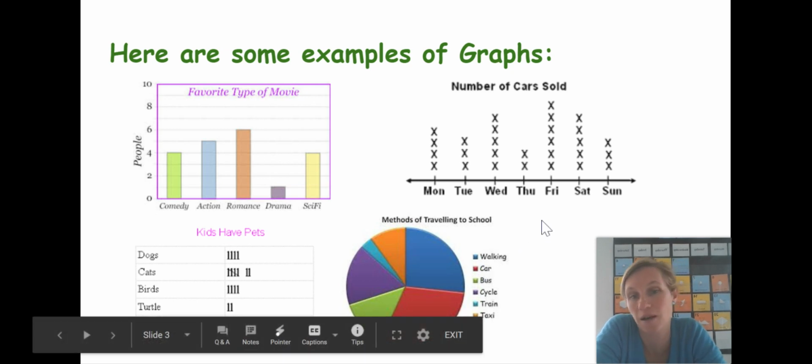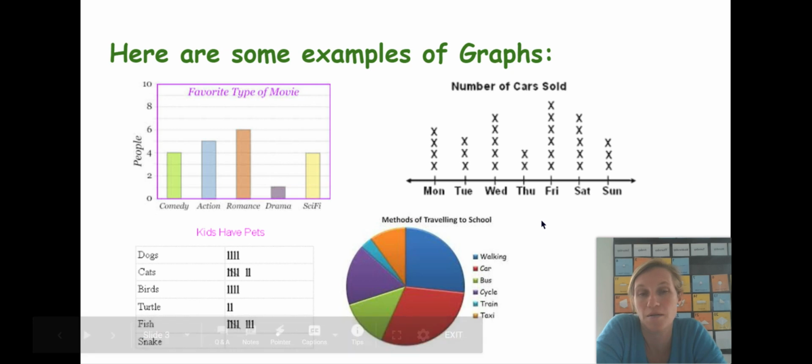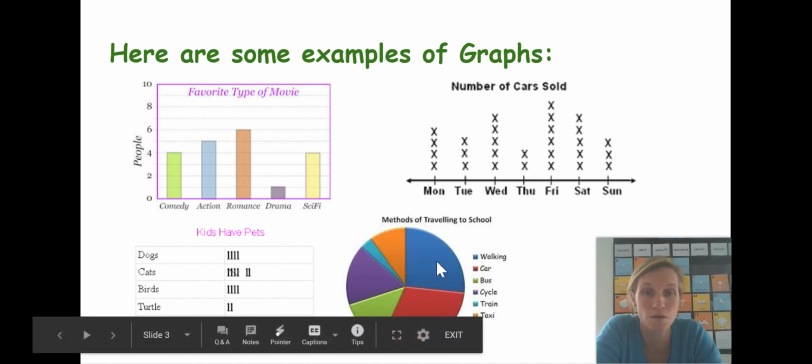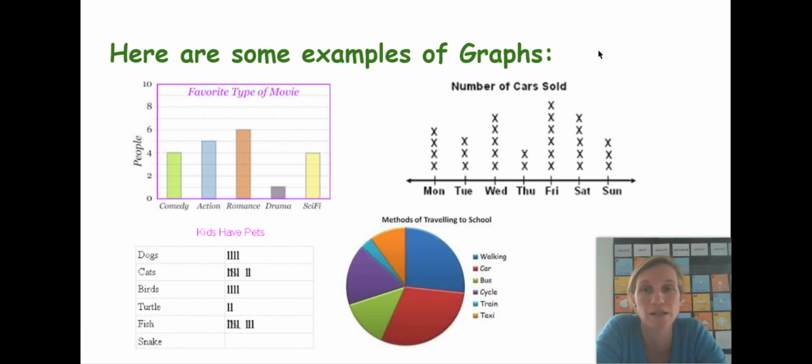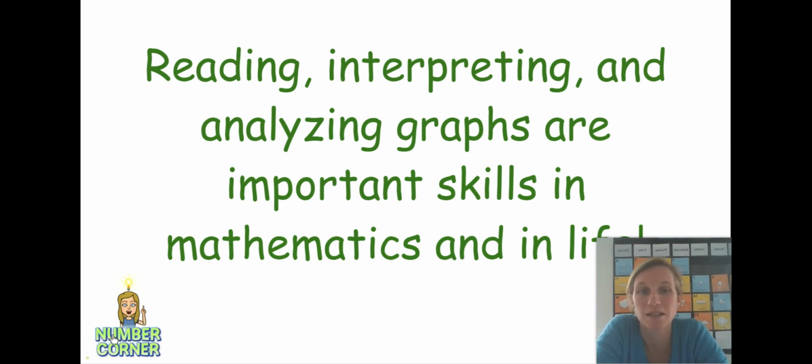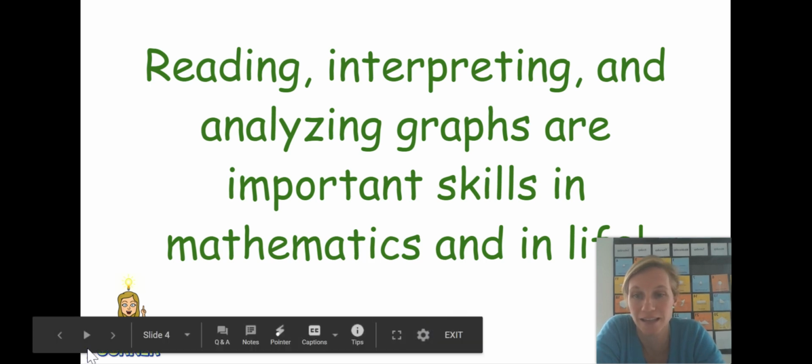And lastly, sometimes you might see pie charts. And those graphs can give you a real visual of your data. So what is in this graph, it's showing the methods of traveling to school. And it looks like most people take the car, or they walk, or they take the bus, or they bike. So really, graphs can be used in a variety of different ways, and it just depends on what type of data you want to report. Reading, interpreting, and analyzing graphs are important skills in mathematics and in life.